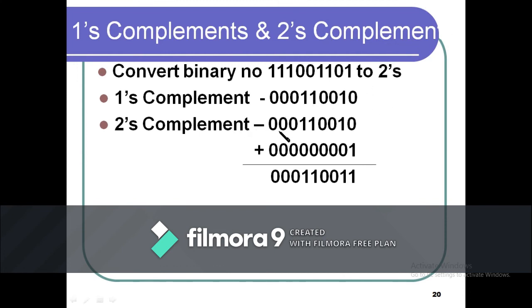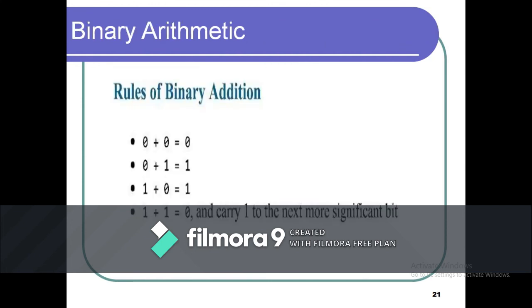In 2's complement, whatever the given problem, you first take the 1's complement and add 1. So 1 plus 1 is 0 with carry, 0 plus 1 is 1, 1 plus 0 is 1, 0 plus 0 is 0. That means the process of 2's complement is: whatever the given problem, first convert it to 1's complement and then add 1, and we get the 2's complement.